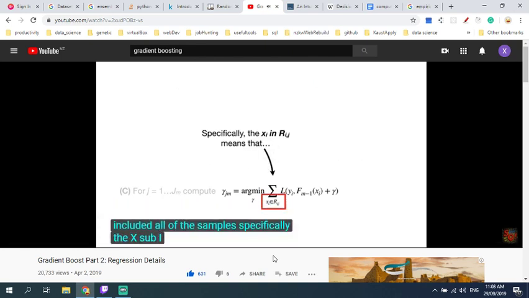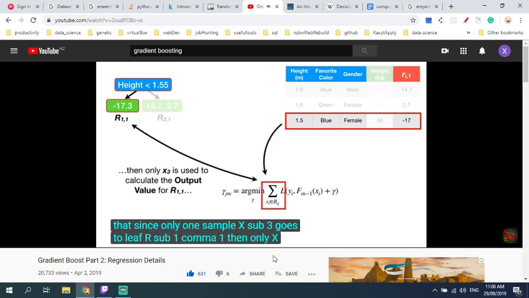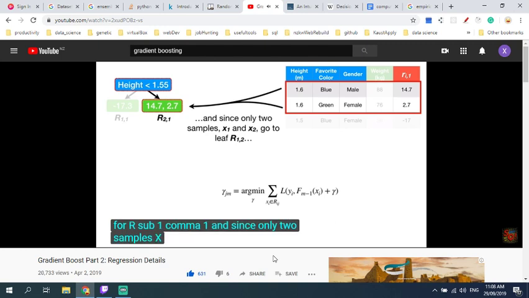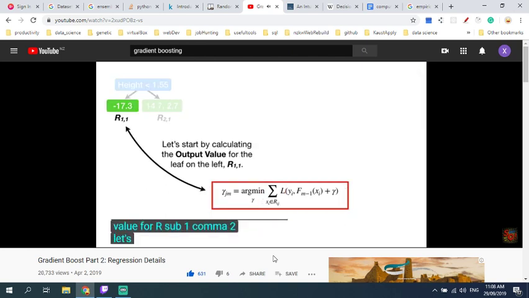Specifically, the x sub i in r sub i,j means that, since only one sample, x sub 3, goes to leaf r sub 1,1, only x sub 3 is used to calculate the output value for r sub 1,1. And since only two samples, x sub 1 and x sub 2, go to leaf r sub 1,2, only x sub 1 and x sub 2 are used to calculate the output value for r sub 1,2. Let's start by calculating the output value for the leaf on the left, r sub 1,1.